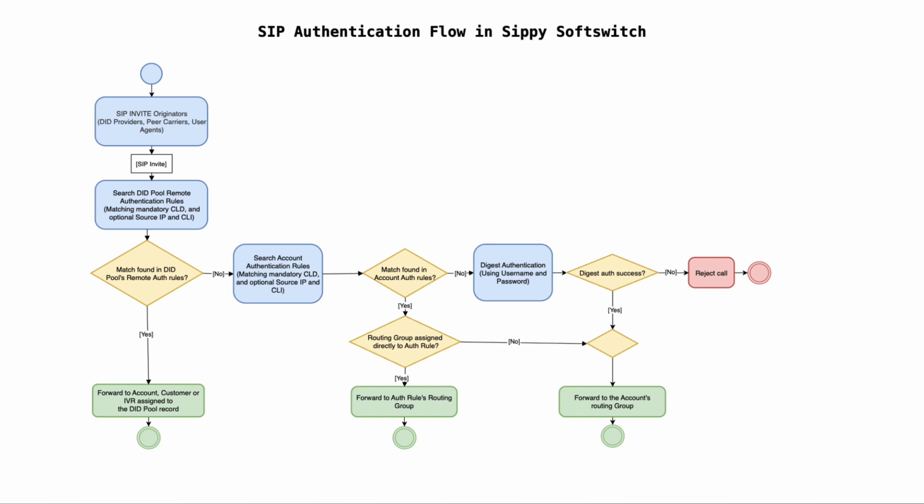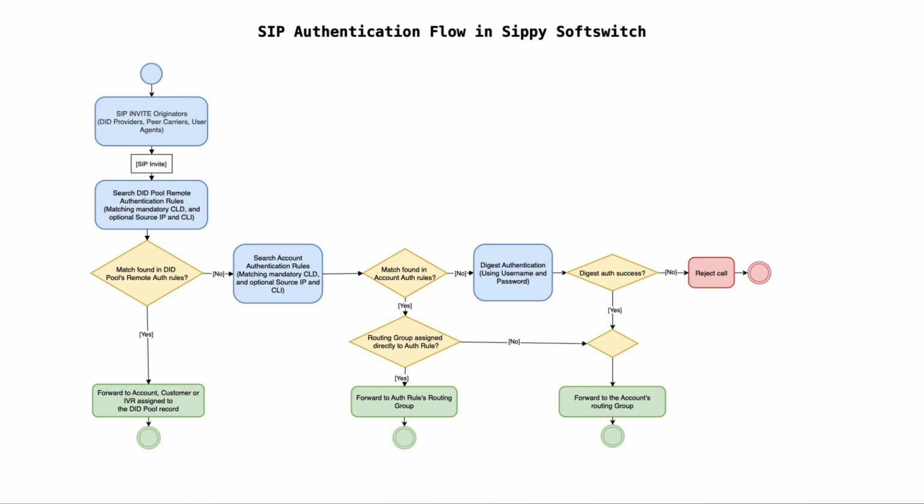The first stage is a remote type authentication rule in the DID pool. Sippy searches for a match in the DID pool records by checking the remote authentication rules. It checks call parameters such as CLD, which is a mandatory attribute for authentication, and source IP and CLI, which are optional parameters. If a match is found, the call is authenticated and then routed to the entity assigned to that DID number or range, namely, an account, a customer, or an IVR.